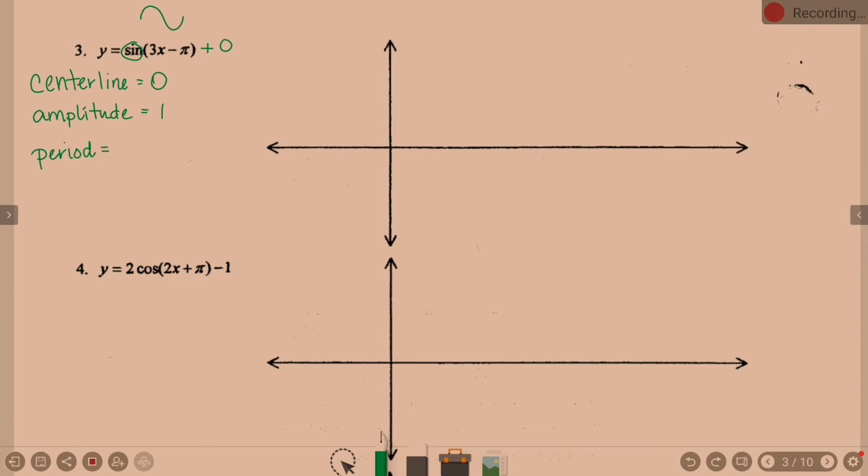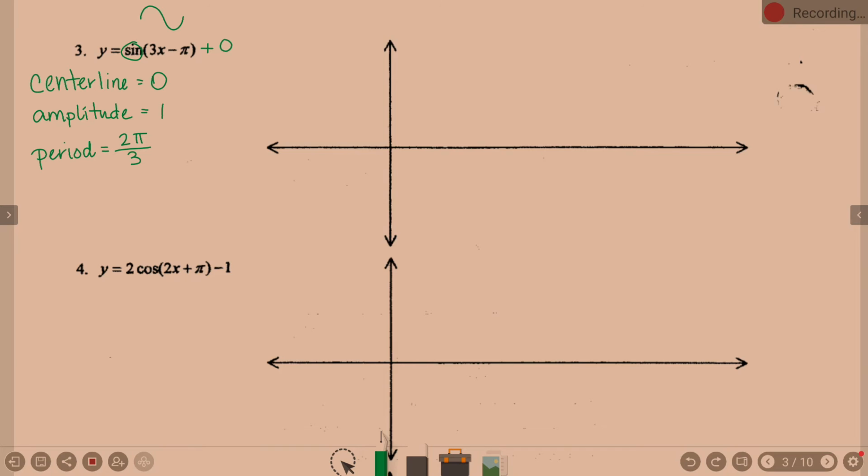Okay. What about a period? It's 2 pi divided by b, B being the coefficient of x, which is 3. And so 2 pi divided by 3 is 2 pi divided by 3. Okay, guys, we're going to throw in the thirds. So we're going to have to work at this one. It gets a little trickier when I throw in the thirds, but we've still got to do it.